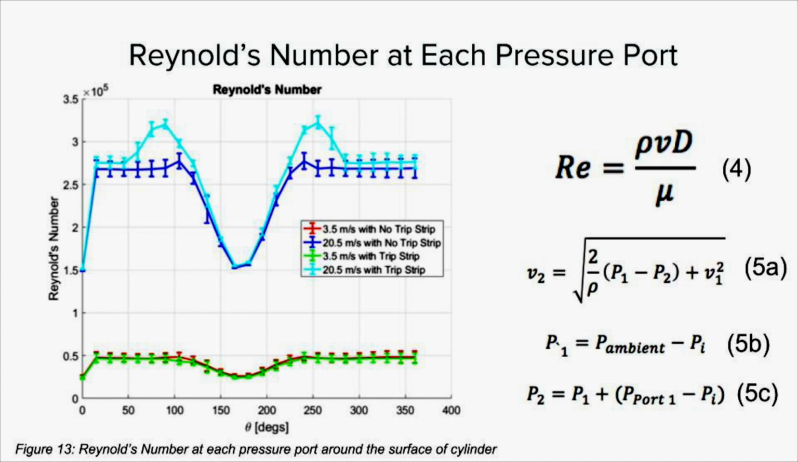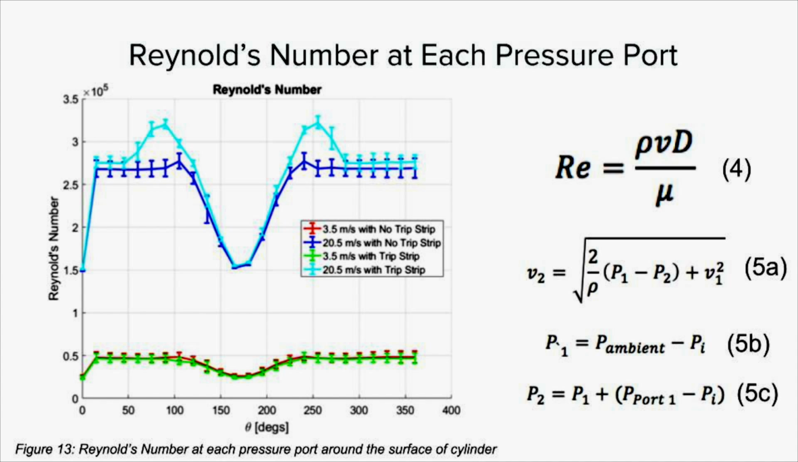At wind tunnel speed of 3.5 meters per second, small Reynolds numbers were produced for trip strip and no trip strip. The trip strip induced a slightly higher Reynolds number towards the trailing edge of the cylinder, but it did not produce a turbulent flow regime. This was because the trip strip was already located in the flow separation area, so it could not trip the flow and cause turbulence earlier on in the cylinder's boundary layer.